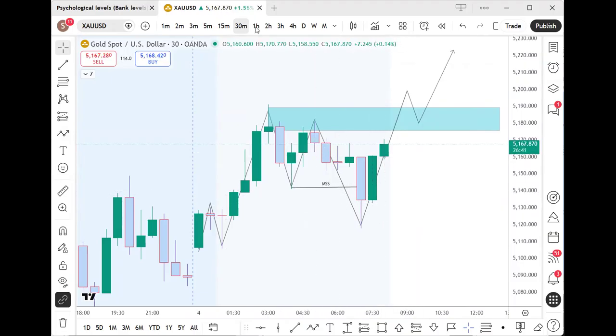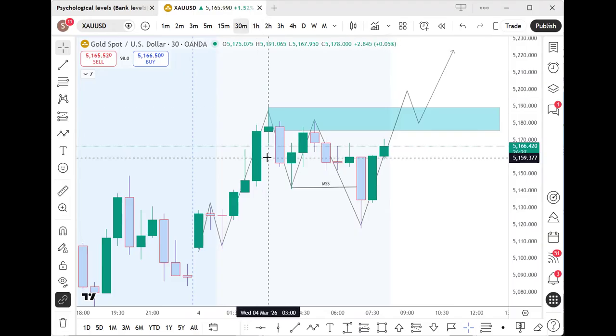Let me just see. Just a sec. Let me see the 1 hour chart. What's the 1 hour chart showing us? It seems my chart doesn't want to go to the 1 hour chart. No. Okay, no problem. Let's stick to the 30 minutes then. Let me see.